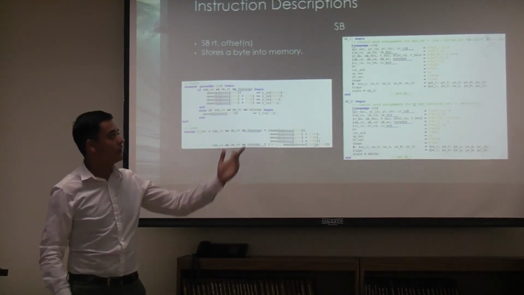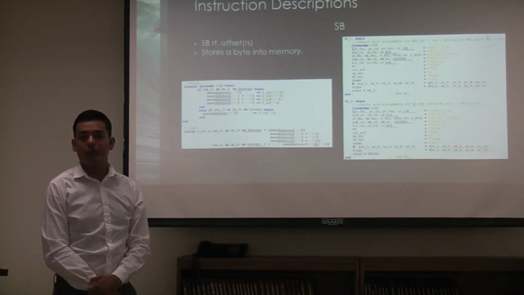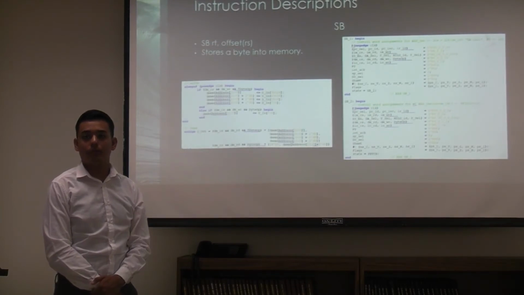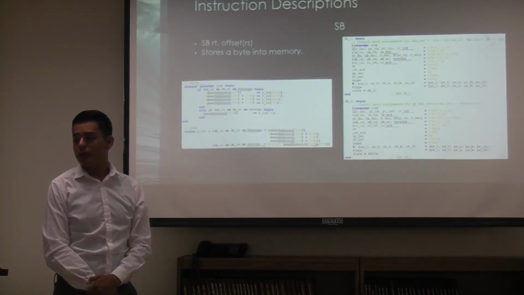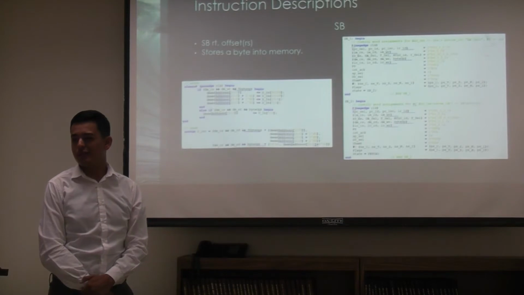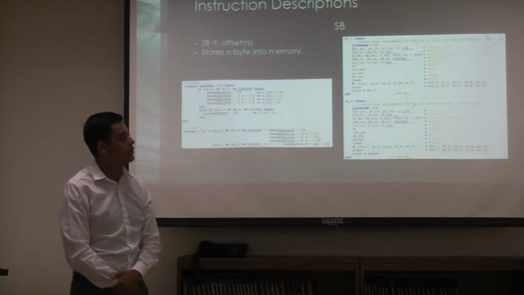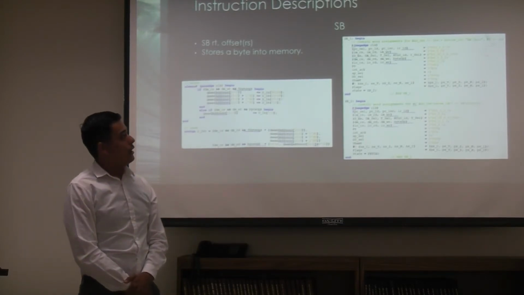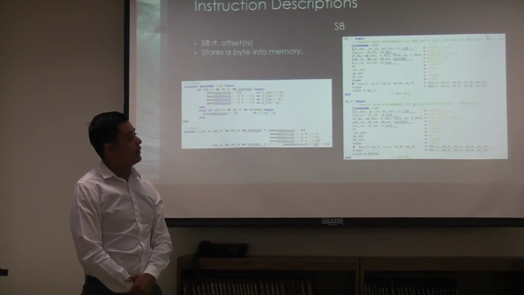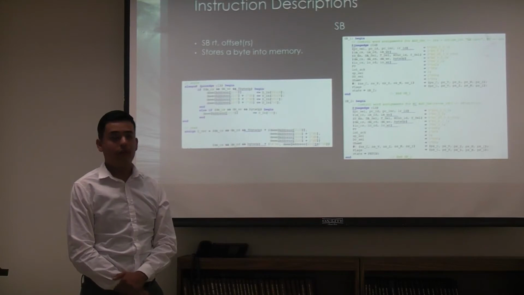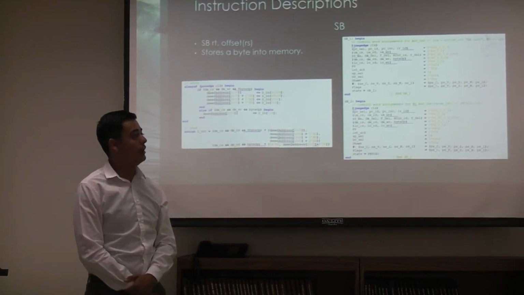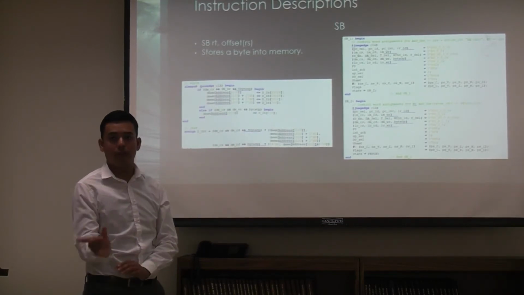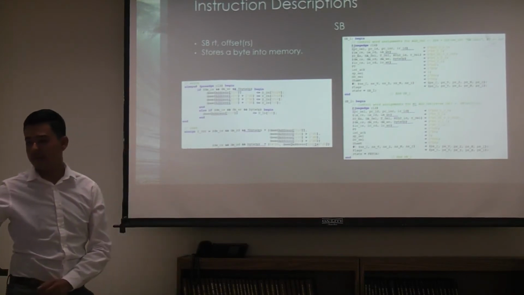And the states are almost exactly the same as a regular store instruction. So first we calculate the effective address, and then we save into the memory the lower 8 bits of RT into the memory location that we calculated.